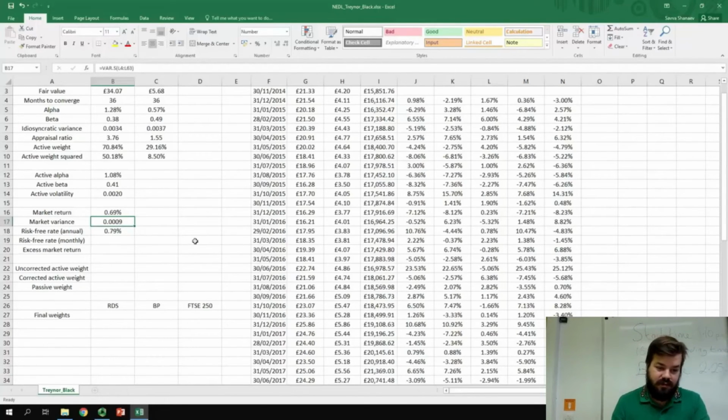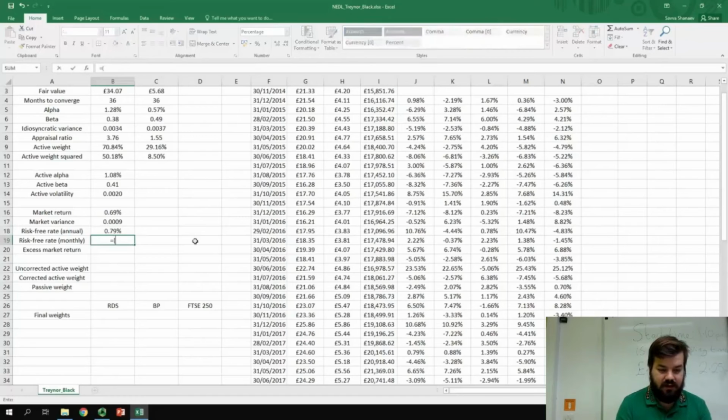So the current yield of a UK government bond is 0.79%, but this is an annual yield, so to make it comparable we need to convert it to a monthly frequency. So to do that, we calculate the rate of annual appreciation, which will be just 1 plus annual return. Raise it to the power of 1/12, as there are 12 months in a year, and subtract 1 to get the return.